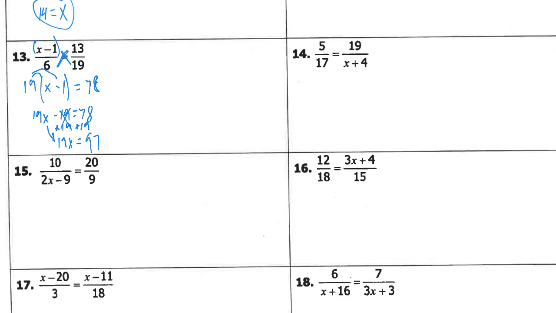Then I'm going to divide both sides by 19. And you're going to notice that it does not divide evenly. So you just put x equals 97 over 19. If you can reduce this, then you would reduce your fraction. But I know 19 is a prime number, and since I can't divide 97 by 19 evenly anyway, there is my answer. Okay, so go ahead and finish up the rest of those.